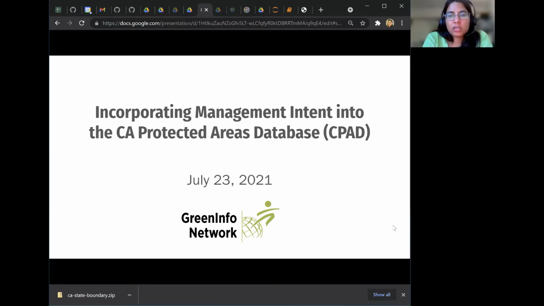Green Info Network is a nonprofit that specializes in mapping, data visualization, and communication of information in the public interest. We also manage the California Protected Areas Database, or CPAD, and today I'll be discussing how we incorporated gap codes, which reflect management intent for biodiversity, into CPAD.